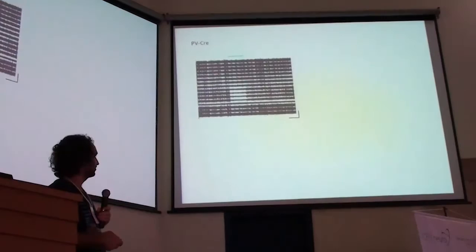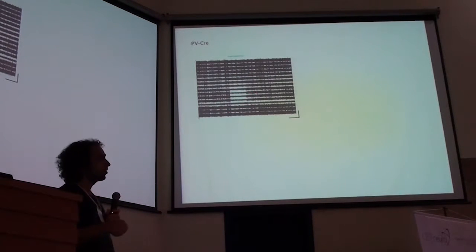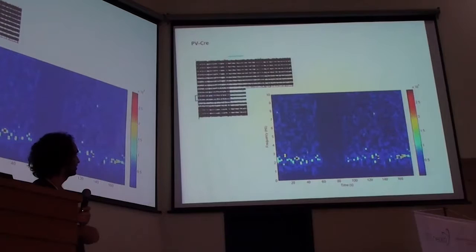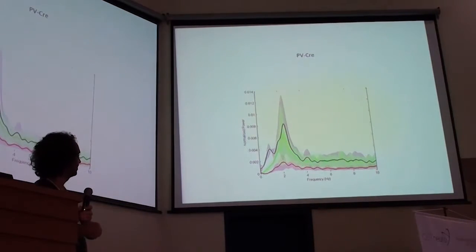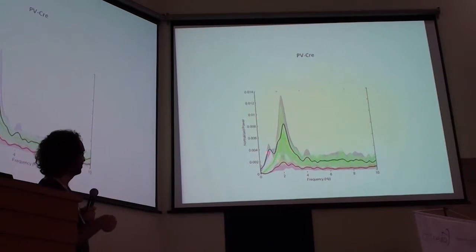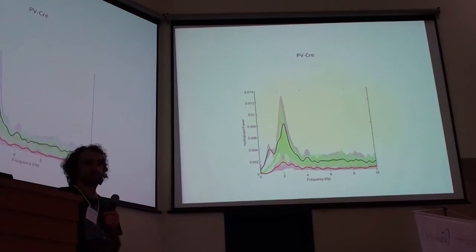And if you do these recordings in the PV mice, what you see when you shine the light at 16 hertz is a global decrease in local field potential. So here, this dark part. And that's how the spectral density plots look like. You have a stimulation, and then you have actually a global decrease in LFP.